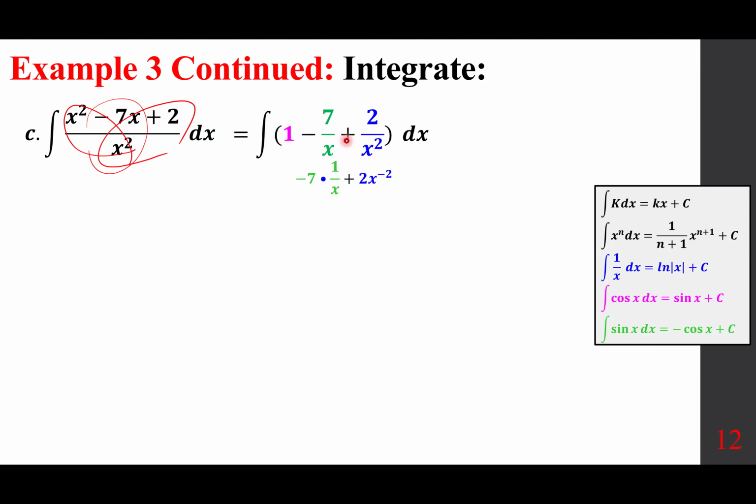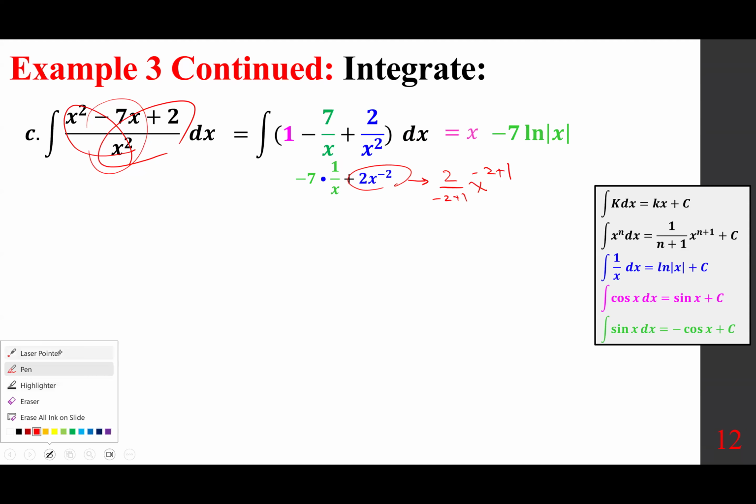For 1, the answer is x. The x is telling you what the independent variable is. Minus 7 times 1 over x: minus 7 ln of the absolute value of x. Plus 2x to the power of minus 2, we're going to work on this. 2 over minus 2 plus 1, x to the power of minus 2 plus 1. Negative 2 plus 1 is negative 1. 2 divided by that is minus 2. So minus 2, and this is over x. So minus 2 over x and a constant.